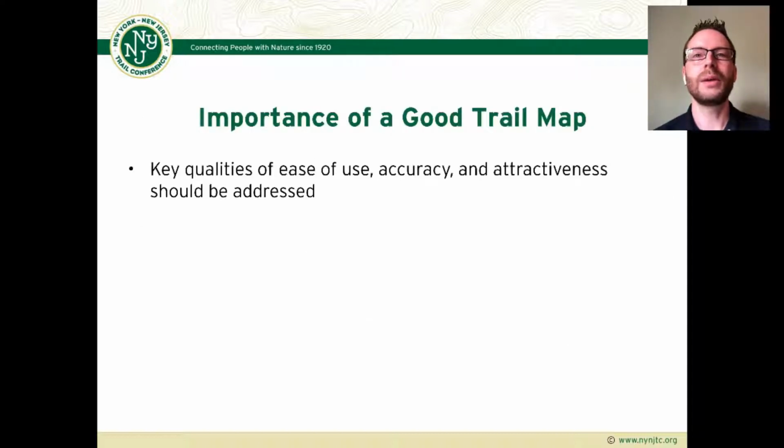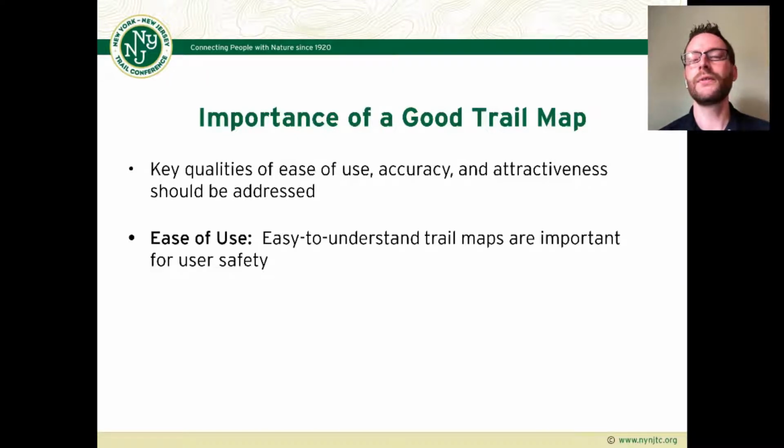So moving into trail map design, it's important to evaluate all design components with the key qualities of ease of use, accuracy, and attractiveness. Some of these qualities apply to maps in general, but trail map creation requires some special considerations. First, user safety is a top concern. A trail map should be easy to understand by as many users as possible, especially users who may need the most help navigating the trails.